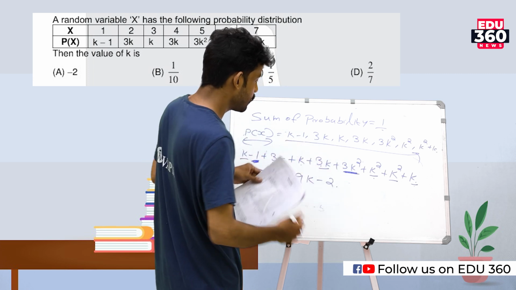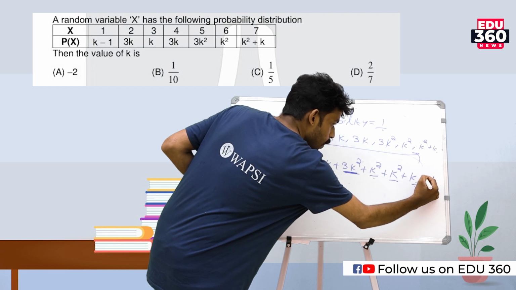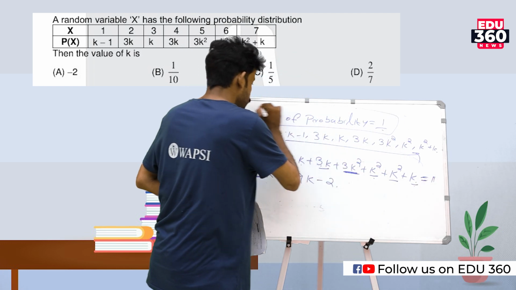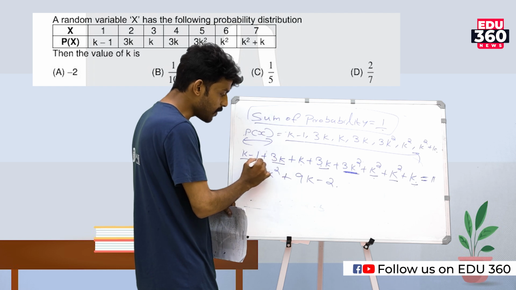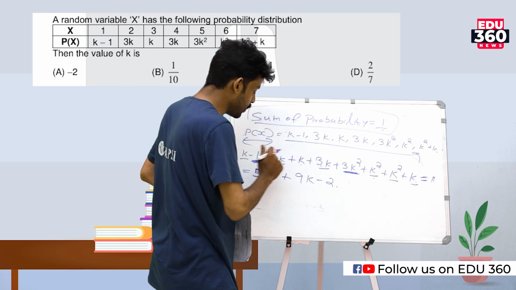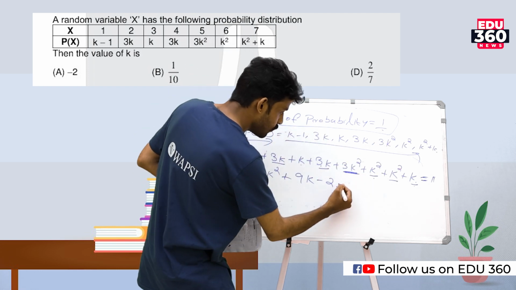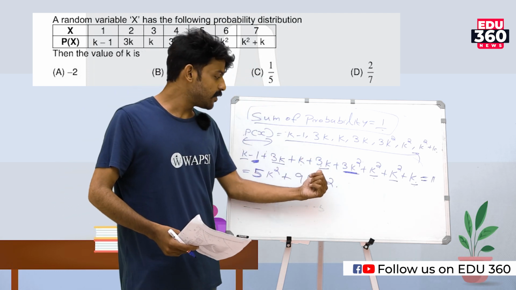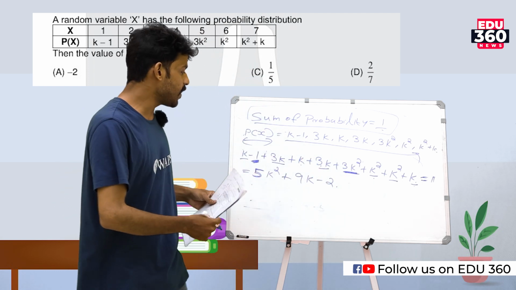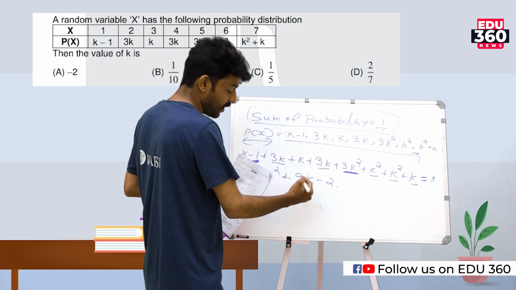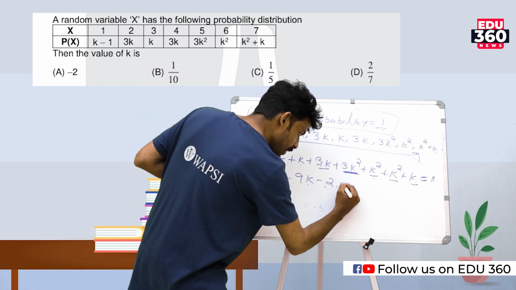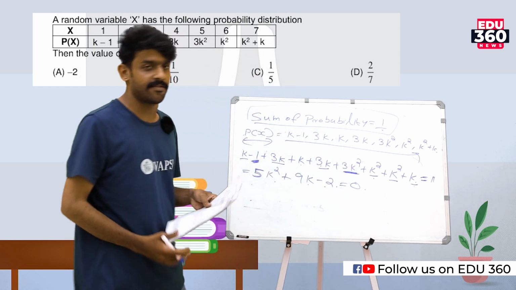So this is equal to 1. We know that the sum of probability is 1. So hereafter, just move the minus 1 to the right hand side, so it will become plus. After that, we can move that 2 to the left hand side, so it will become minus 2. So that means 5k square plus 9k minus 2 will be equal to 0 in the next step.